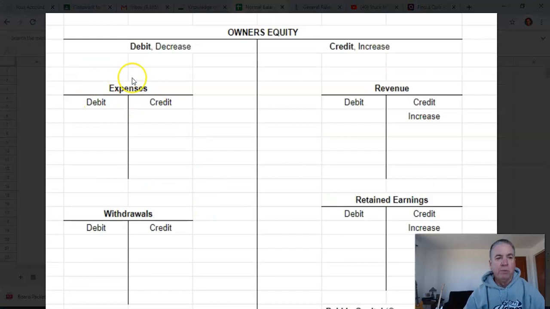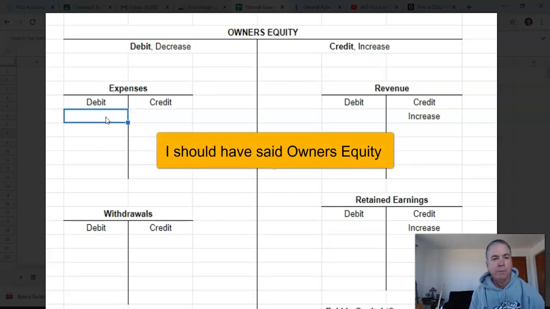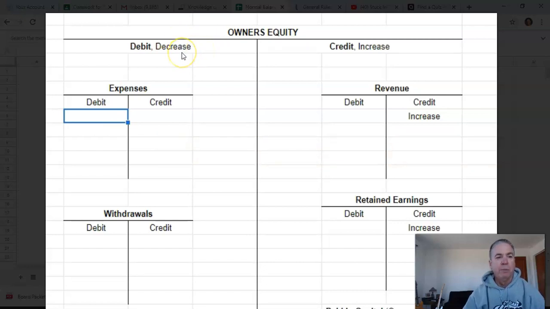Now let's come over and look at expenses. What do expenses do to a business? They decrease the size of the business. They take away from the amount of capital available. Therefore, it makes sense that if you increase your expenses, overall you will decrease the amount of equity that you have in that business. More expenses means less equity. Less equity is recorded with a debit. Therefore, an increase in expenses has the effect of decreasing owner's equity. Therefore, we have to increase expenses with a debit.